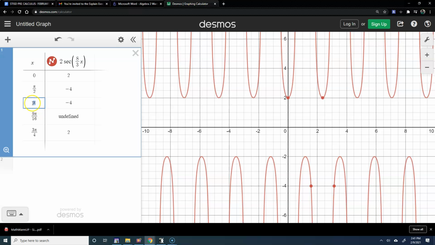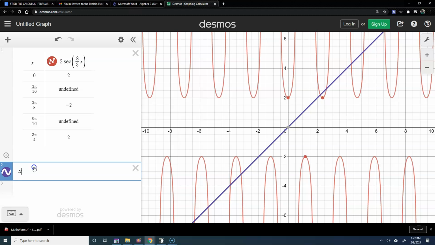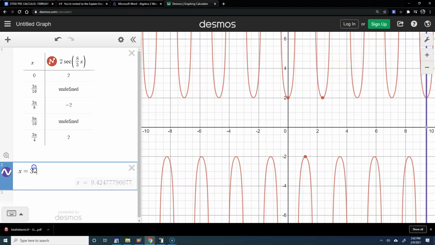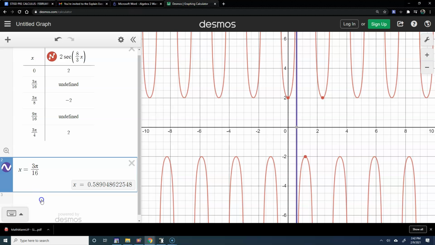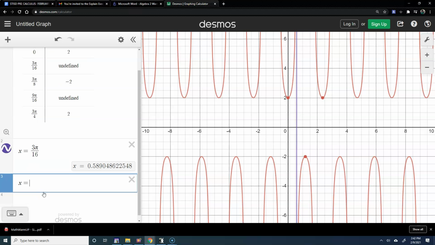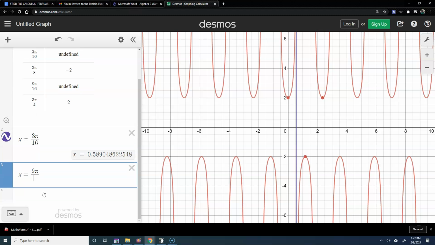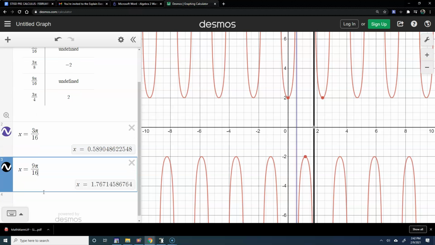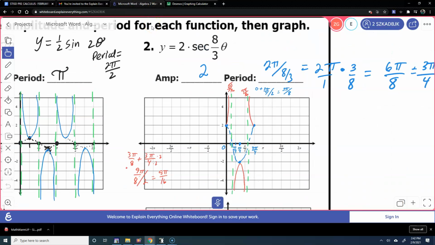And then the next one was the in-between, which is 3 pi over 8. 3 pi divided by 8, that's -2. And then over here would be the asymptote, 3 pi divided by 16, and there's undefined. So if you wanted to draw your undefined lines, x equals 3 pi divided by 16. There's the first one. The next one is x equals 9 pi divided by 16. And there's the other asymptote. And that looks exactly like my graph. Okay.